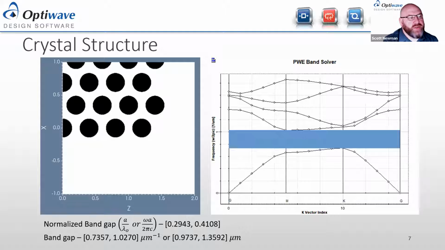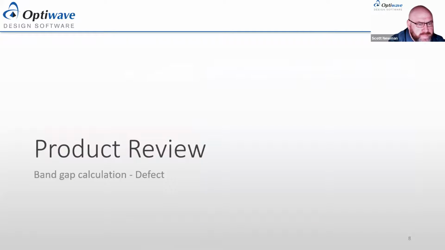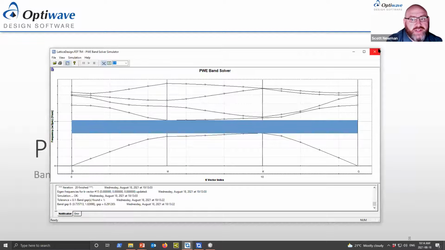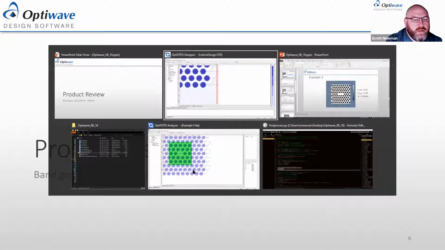As we add defects, we introduce the ability for modes to exist inside this band gap. And the question is, how do we go about sorting out where these modes are, what they are, how they look, and so on and so forth. This is where we take a look at that supercell behavior I was talking about earlier.